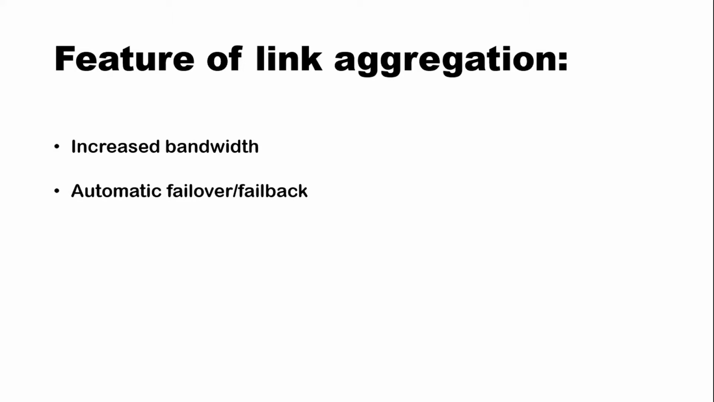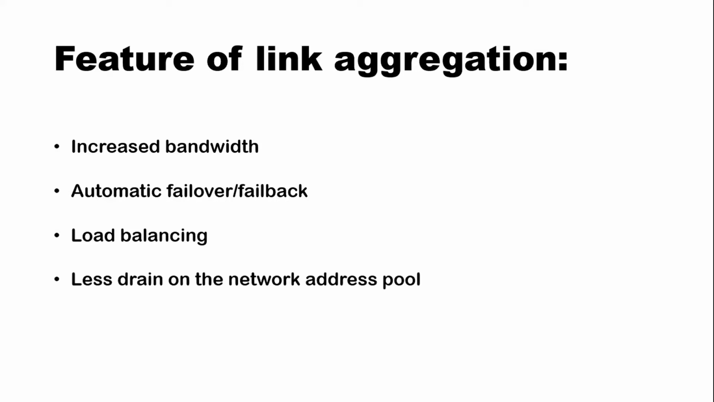Next, the features of link aggregation. Increased bandwidth: multiple links are combined into a single logical unit, which increases the bandwidth. Next is automatic failover or failback. Suppose one of the interfaces fails, the traffic is failed over to the working link of the aggregation, so we can use the automatic failover option. Load balancing: both inbound and outbound traffic is distributed according to user-selected load balancing policies. Next, less drain on the network address pool: the entire aggregation can be assigned one IP address. So these are the features of link aggregation.